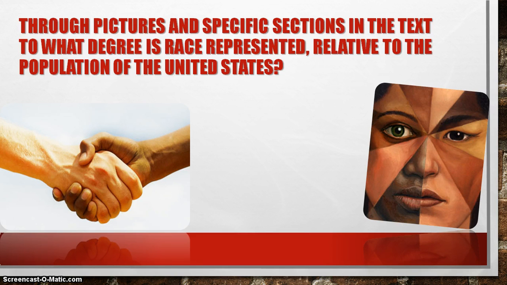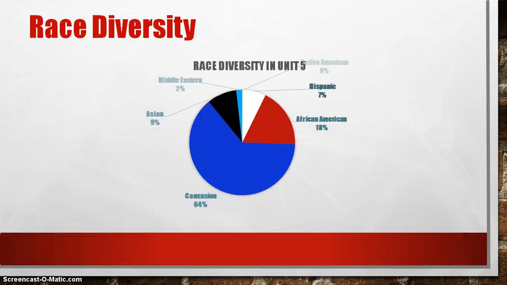The sample I used to compare the population of the United States currently is based on information from the U.S. Census Bureau. The key question that I used to interpret race diversity in this unit is, what percentage of illustrations and text accurately displayed race? I analyzed images based on skin color, eye shape, and hair texture.